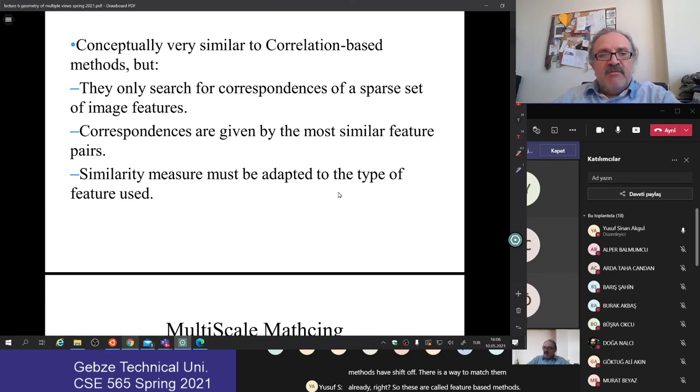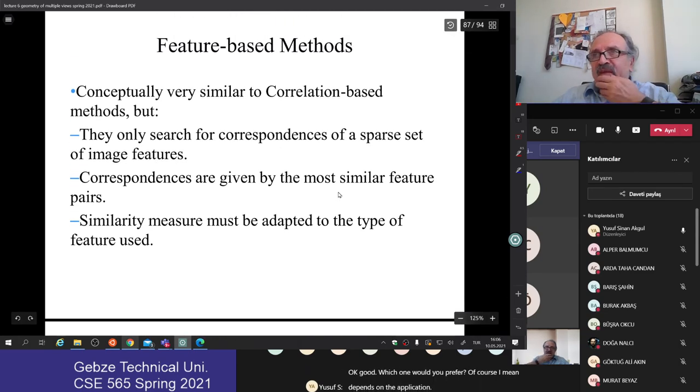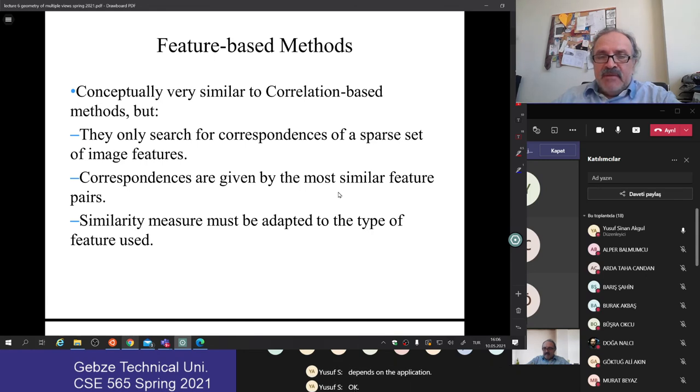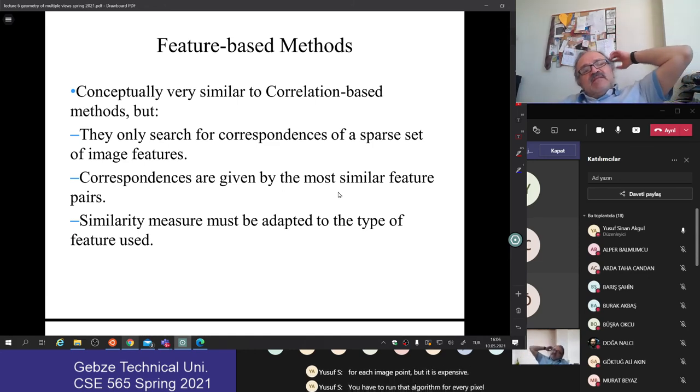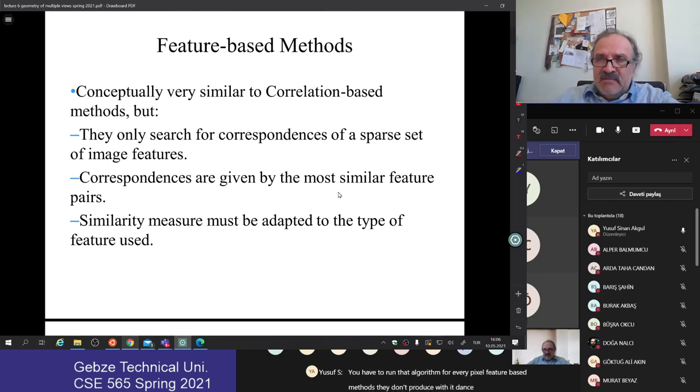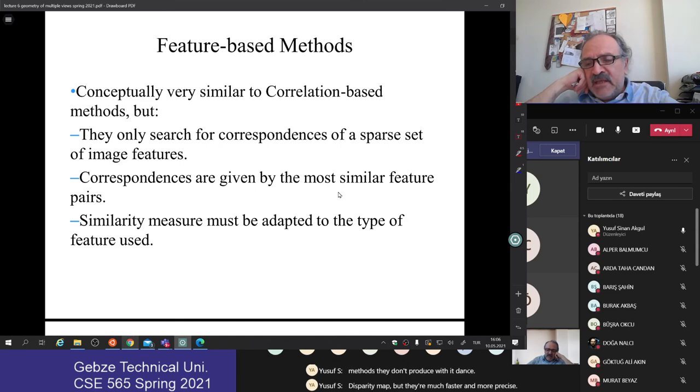Good. Which one would you prefer? Of course, it depends on the application. Dense methods, correlation-based methods, they produce a disparity value for each image point, but it is expensive. You have to run that algorithm for every pixel. Feature-based methods, they don't produce a very dense disparity map, but they are much faster and more precise. So for some robotic applications, feature-based methods may be the solution.